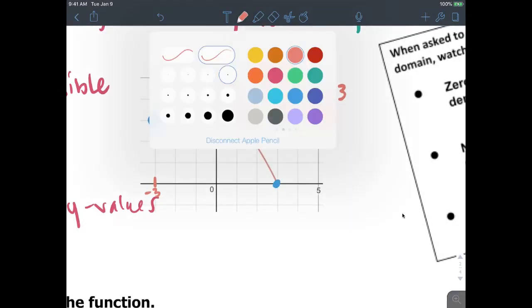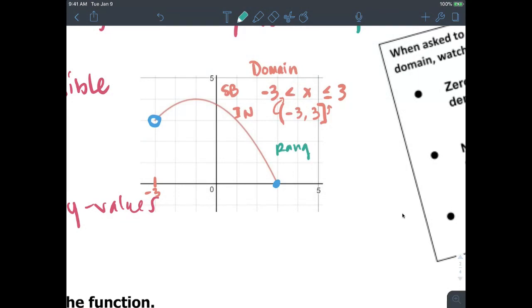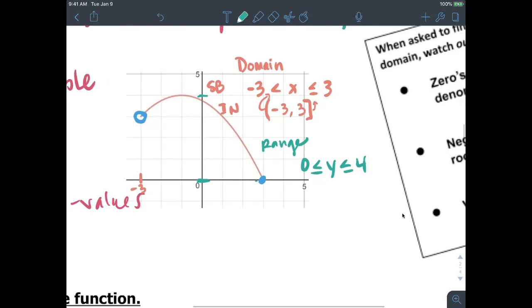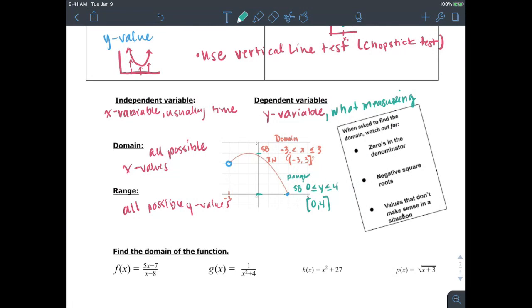The range. All right, so our lowest value is at 0, and our highest value is at 4. So I go 0 is less than or equal to y, and that's less than or equal to 4. In interval notation, 0, 4, they're both equal. We can get to 0 and we can get to 4, so we use brackets. That is domain and range in set builder and interval notation.